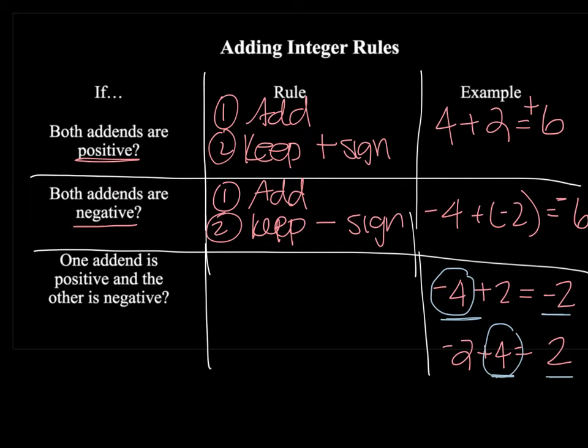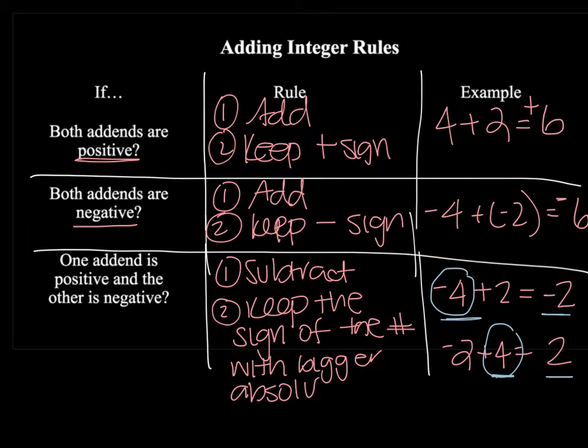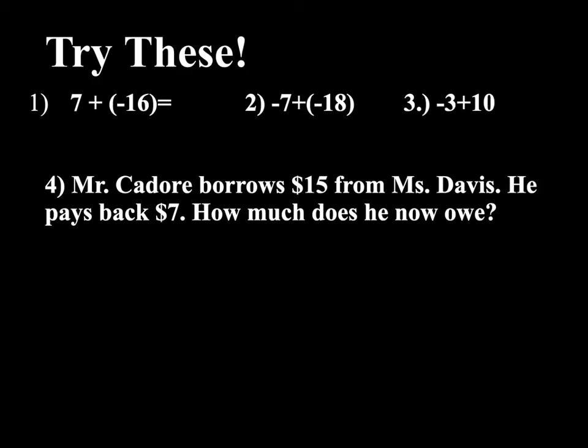So the rule with one addend being positive and the other being negative is that, in reality, we actually subtract. So 4 minus 2 is 2. The first thing we do is subtract, and then afterwards we keep the sign of the number with the bigger absolute value, okay? So this is just a recap of these adding integer rules. Go ahead and try these on your own in your journal.